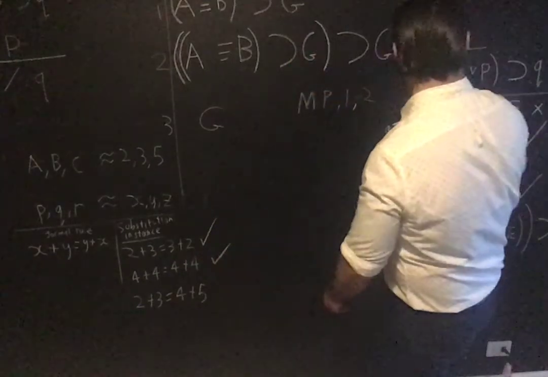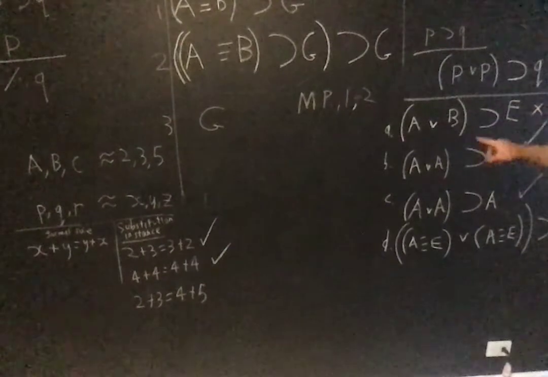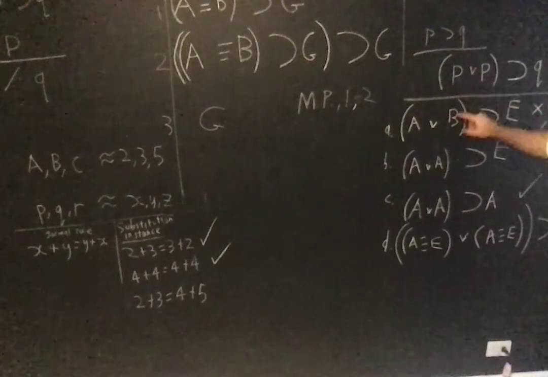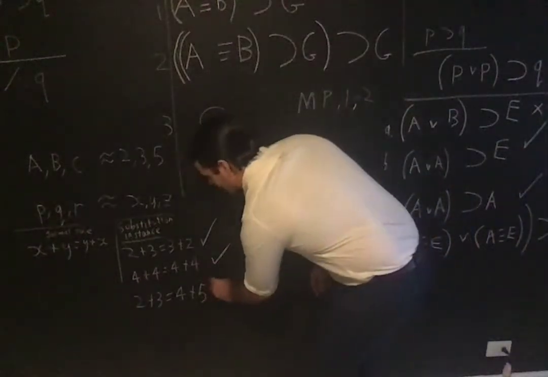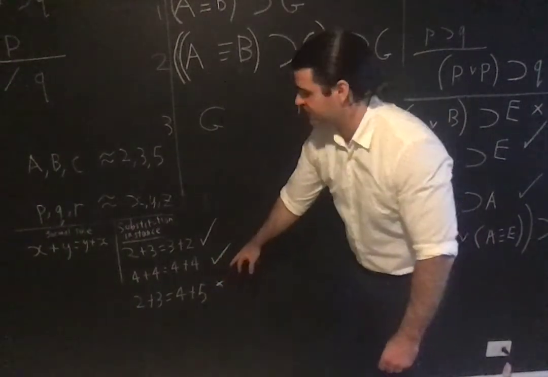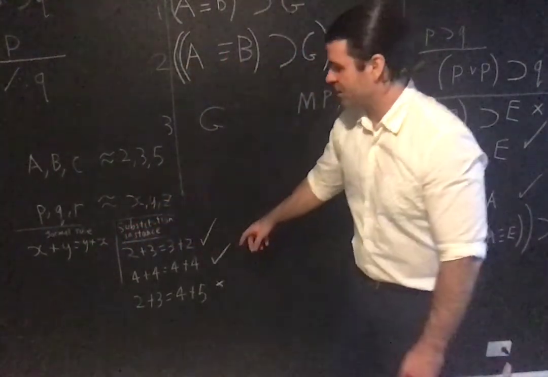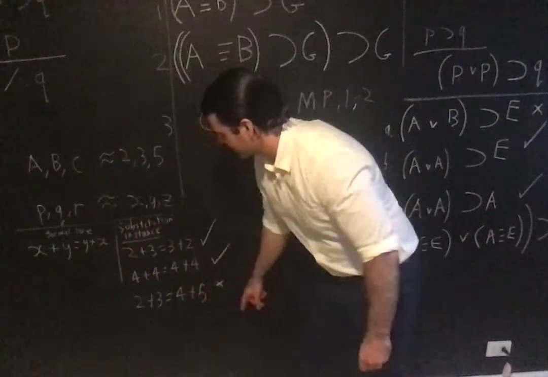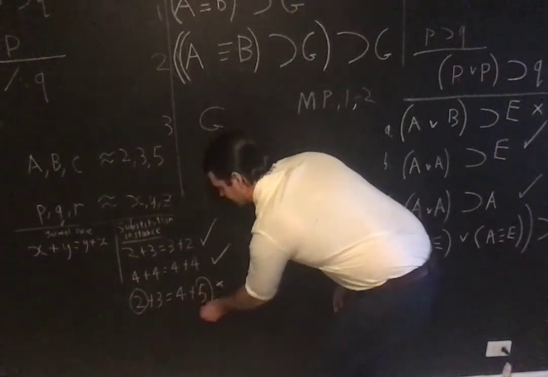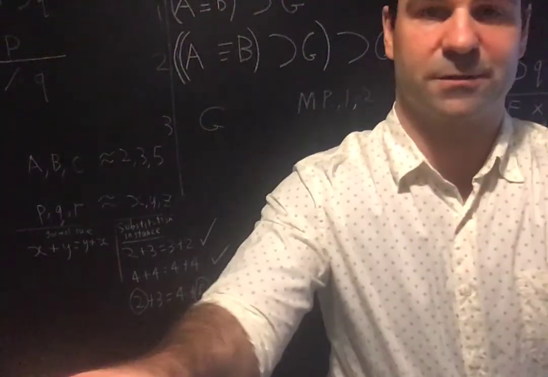But like the first one over here, where we tried to substitute P for A, can we do P for B? No, this one is not. Analogously, 2 plus 3 equals 4 plus 5 is not a substitution instance of x plus y equals y plus x, because you have to have the same x everywhere. If x is 2 over here, that also has to be 2. So you see that's not a substitution instance of that.